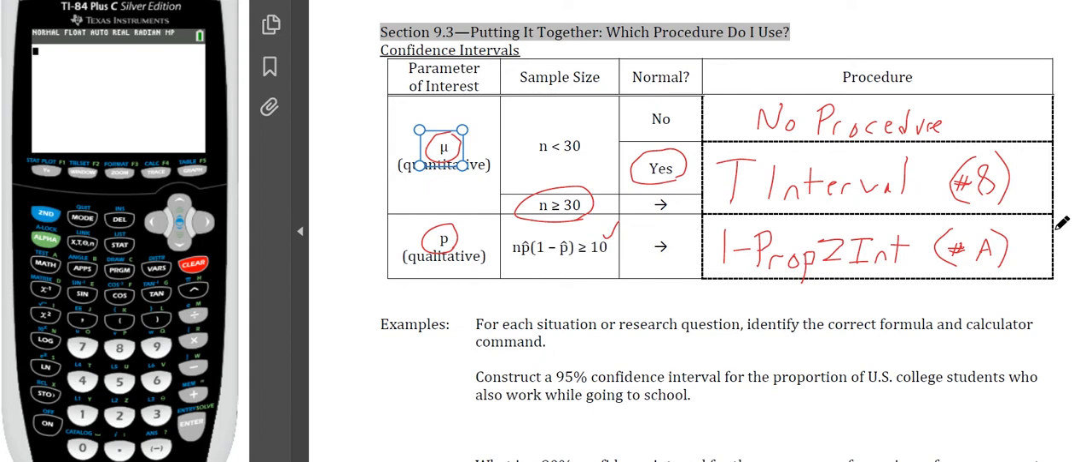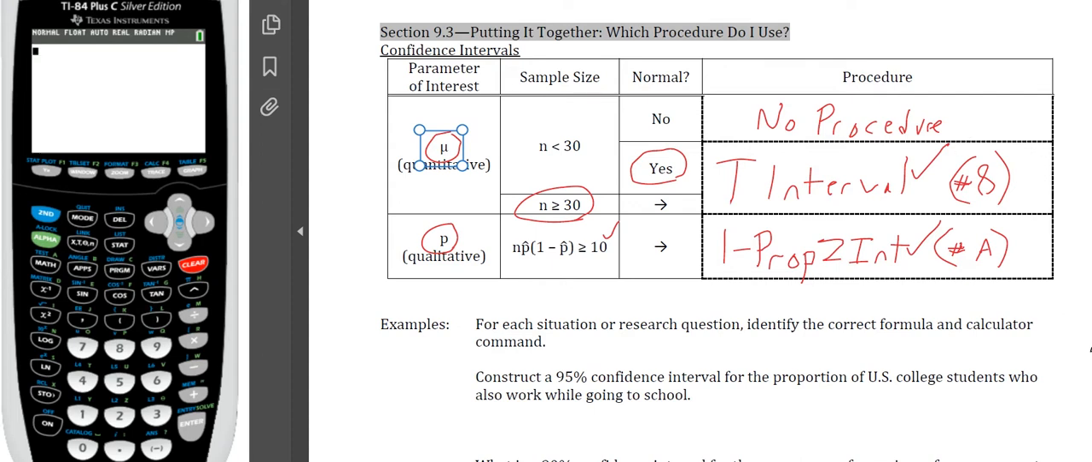Make sure you don't run 1-PropZTest. That's something different. We'll talk about that in Chapter 10. Make sure you don't run 2-PropZInt. That's also something different. We'll talk about that in Chapter 11. These are very particular tests. Make sure you know which one is which, and it should make your life easier.